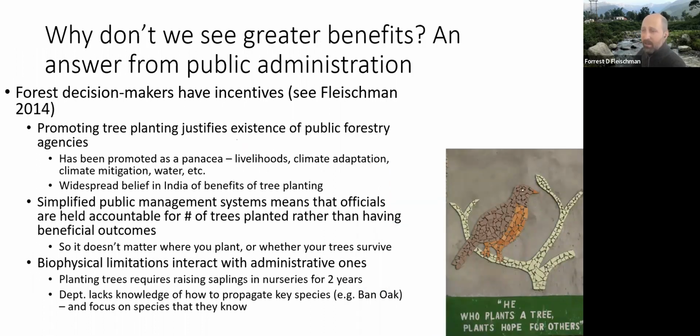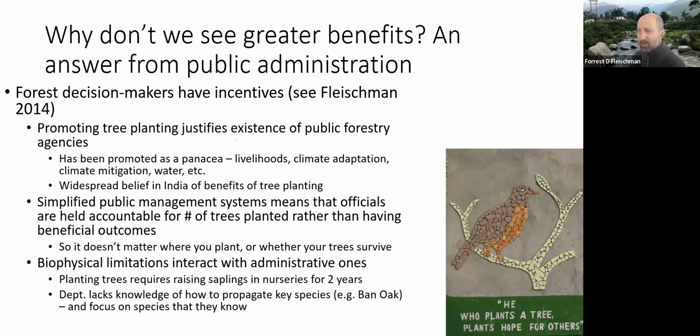All right. So why are we seeing generally disappointing outcomes from these forest restoration programs in India? Well, this is described in more detail in a paper that was actually part of my doctoral dissertation. But I think we can find some answers in looking at the public administrators themselves. So as I keep mentioning, these are government-run plantations on government land. And they are promoting tree planting because it justifies the existence of public forestry agencies.